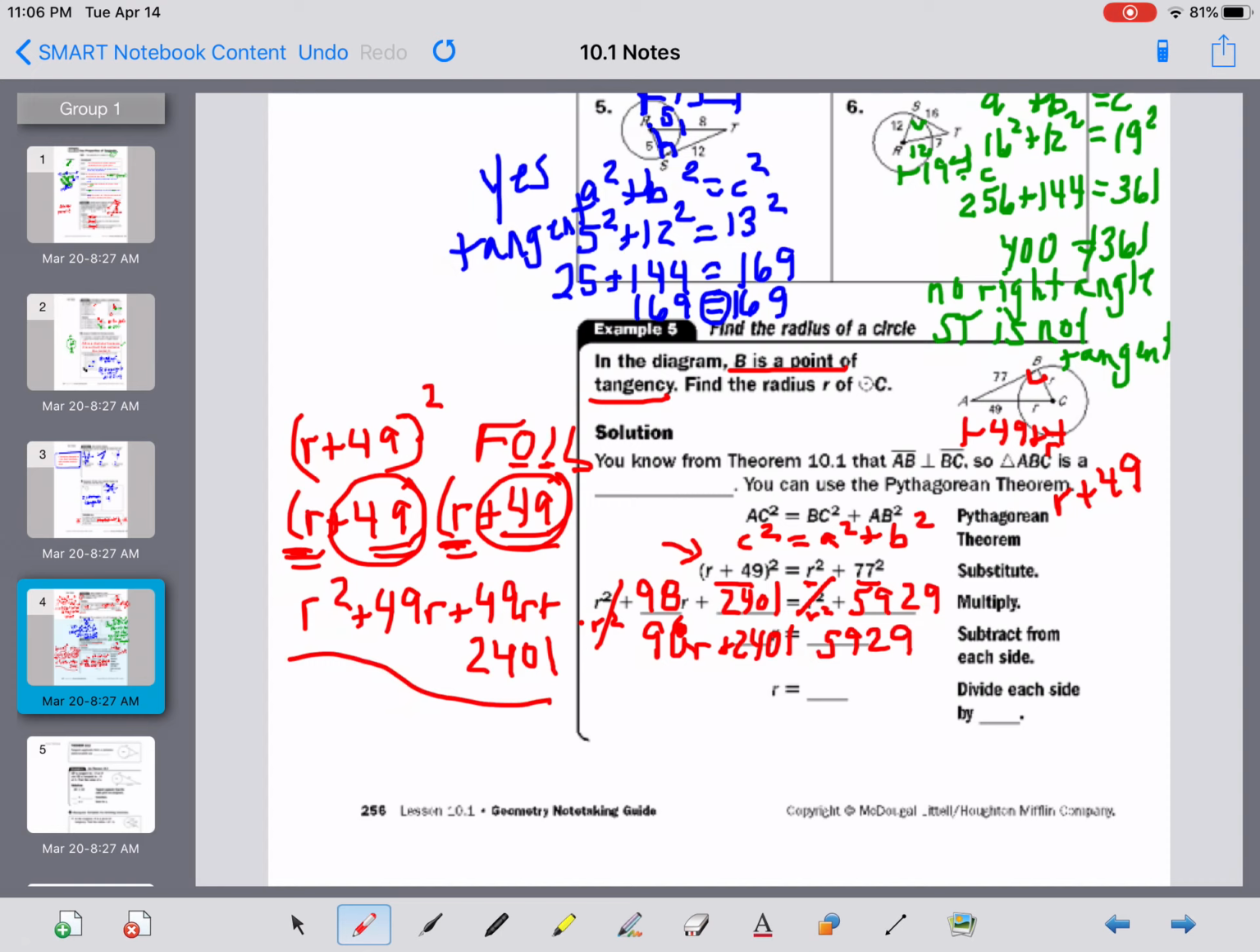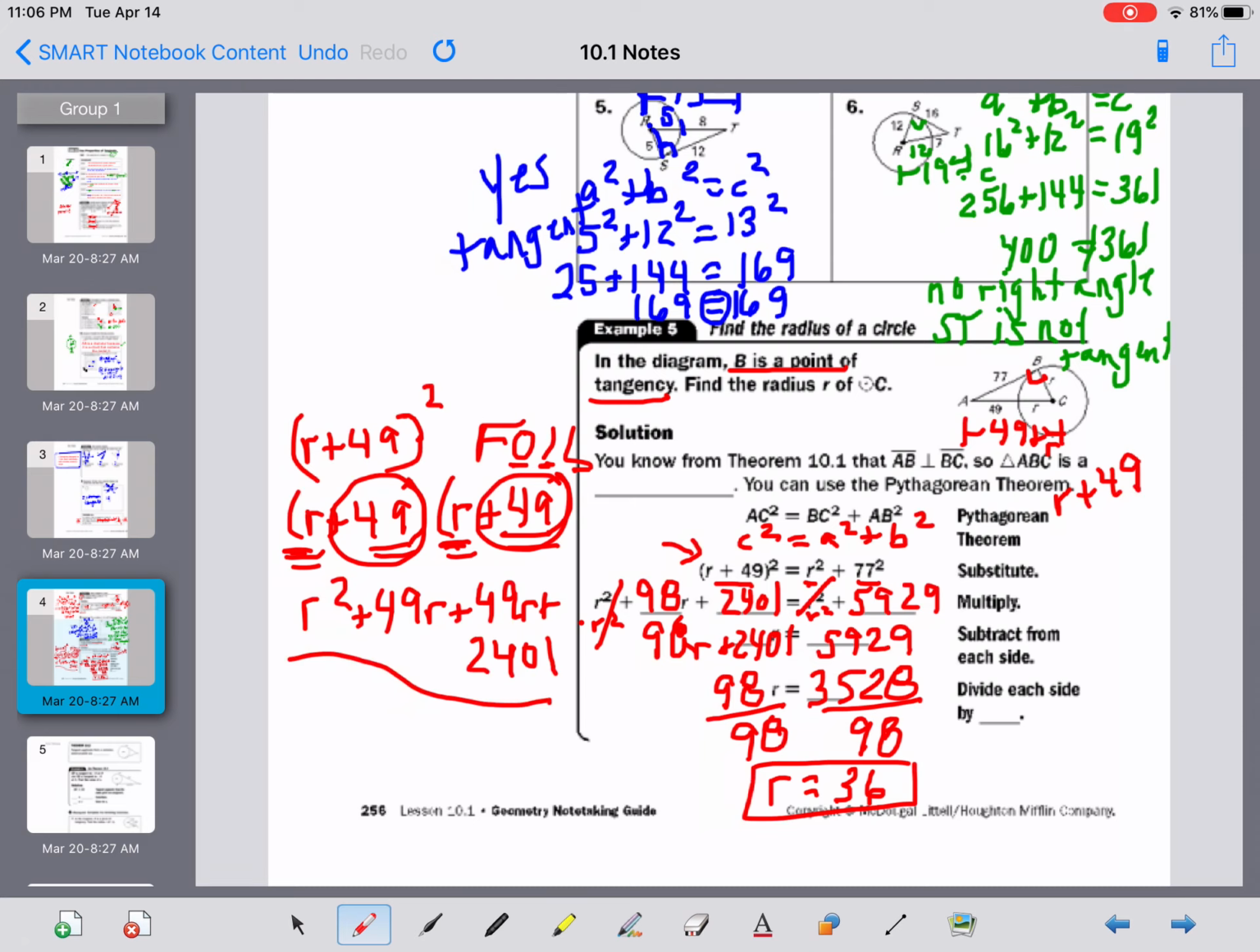I only have one r left, so I'm working to get it by itself. So I'm going to leave my 98r on the left. I'm going to subtract 2,401 from both sides, and I get 3,528. And I need to divide by 98 yet. And I'm going to find a radius of 36. Now, quick note, they did not give us pretty numbers, but it worked out. I just want to give you a hint. Sometimes you don't get pretty numbers, and sometimes your radius will be a decimal.